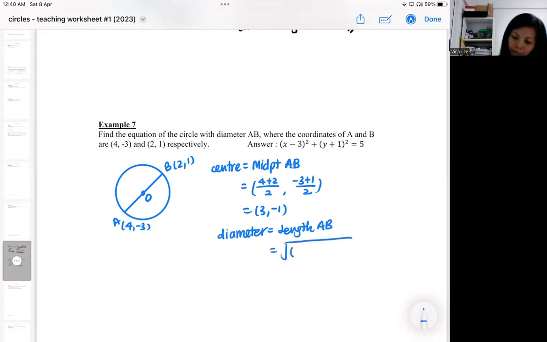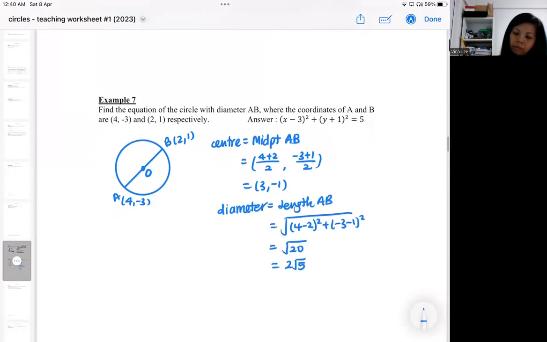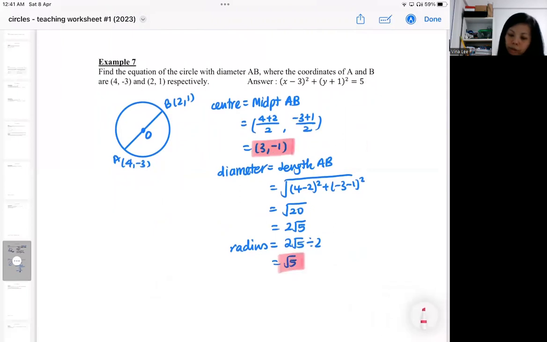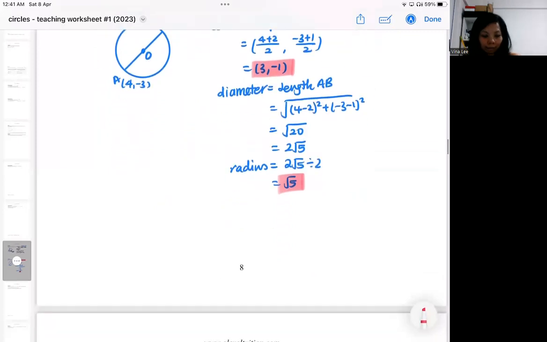So you apply the length formula. Hopefully you don't forget your length formula. You get something like this. Because you can get your diameter, to get the radius you just divide by 2. With the center and radius, you will be able to get the equation. Okay, so that's one of the easier ones. Don't forget that half of the diameter is the radius, and the midpoint is the center.